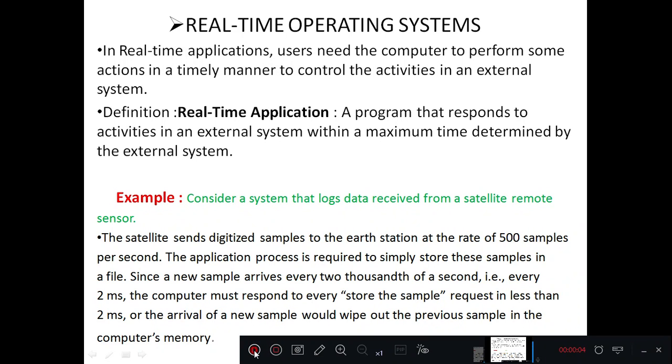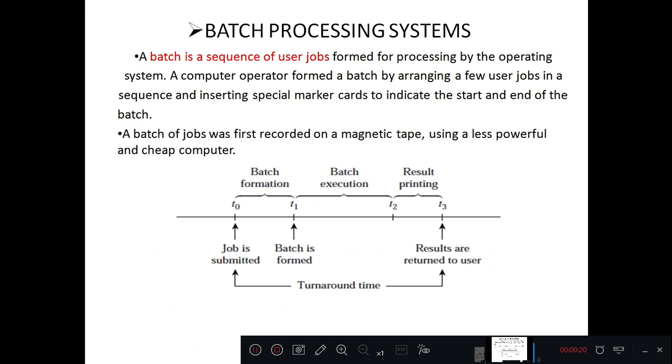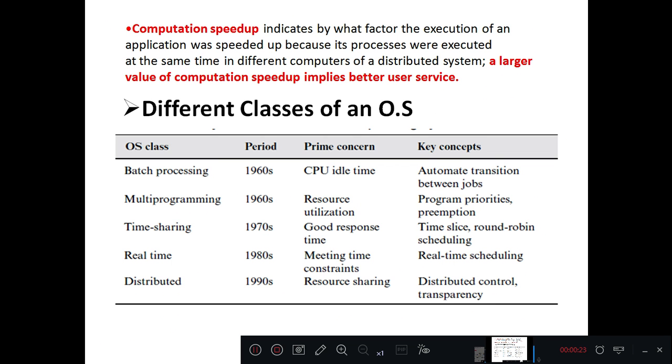Good morning, students. So in the last class we started with the different classes of an operating system, and we have seen three different operating systems. One is batch processing systems. Next, the second one was, what was the second one? We have seen only one, I think, that is batch processing system.